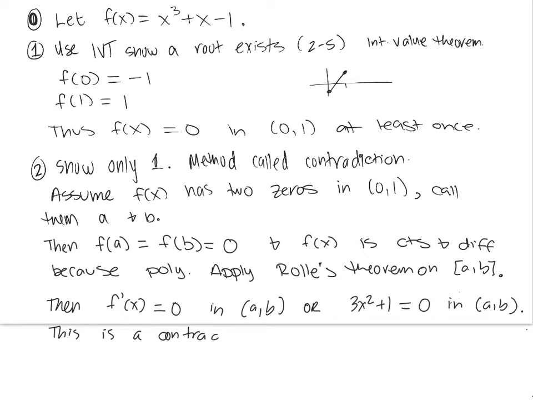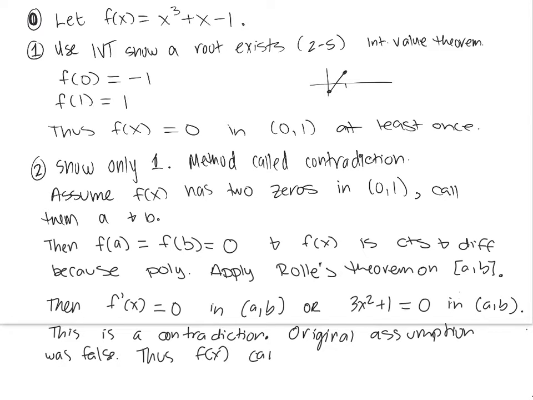Okay, so this is what's called a contradiction. And what this means is your original assumption was false. The thing that led you to this conclusion has to be wrong. So what is the thing that was wrong? At least there's 2 zeros. Yeah, so which means thus f of x cannot have 2 zeros, and it must have only one.